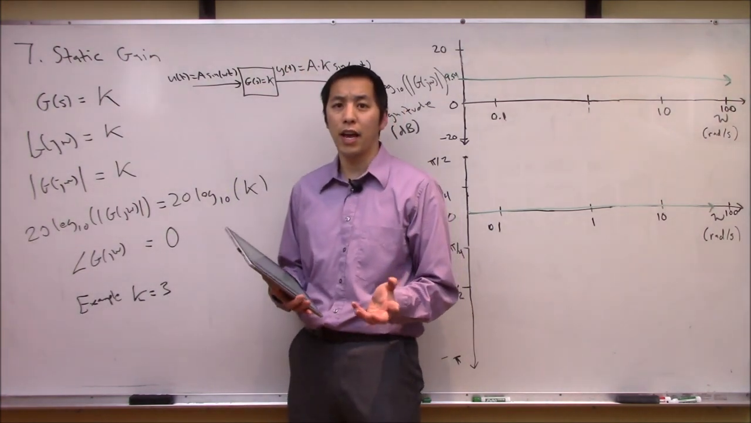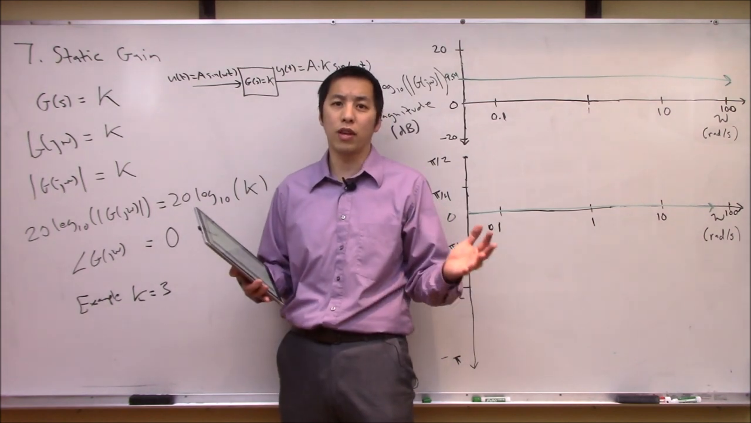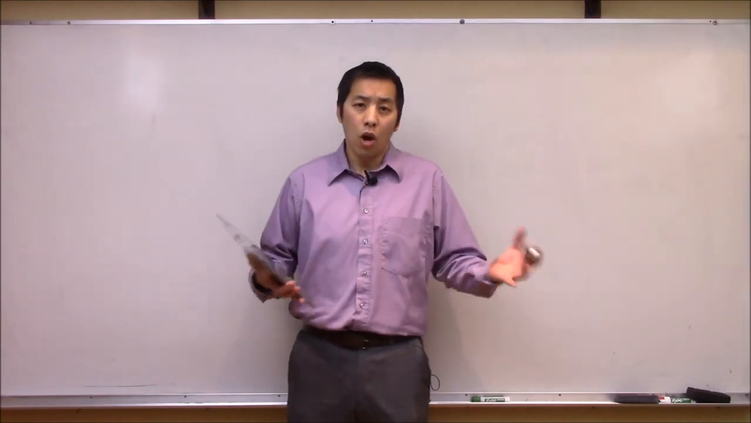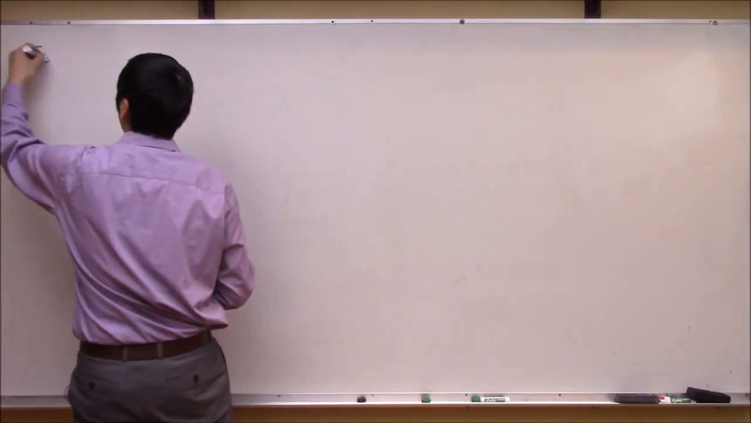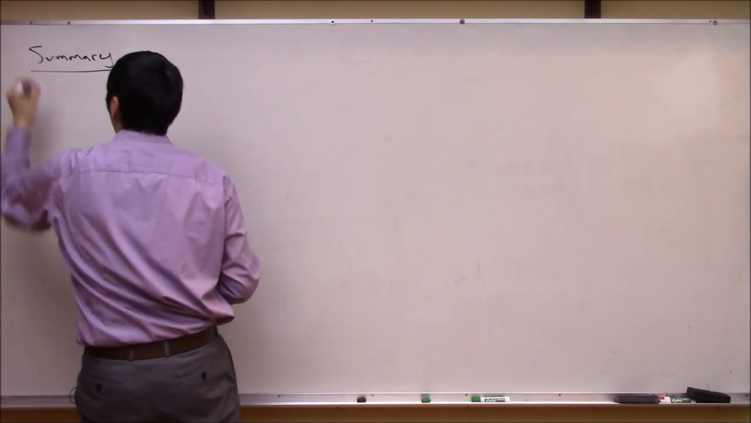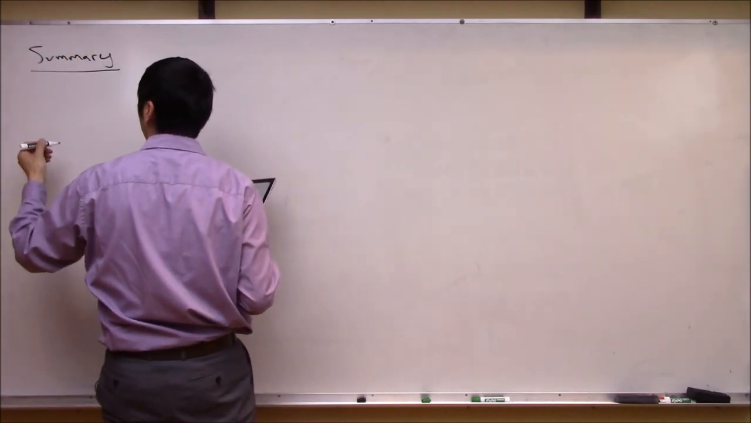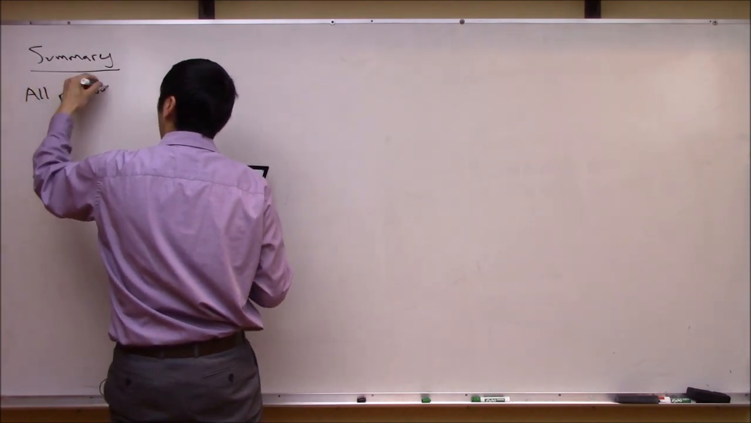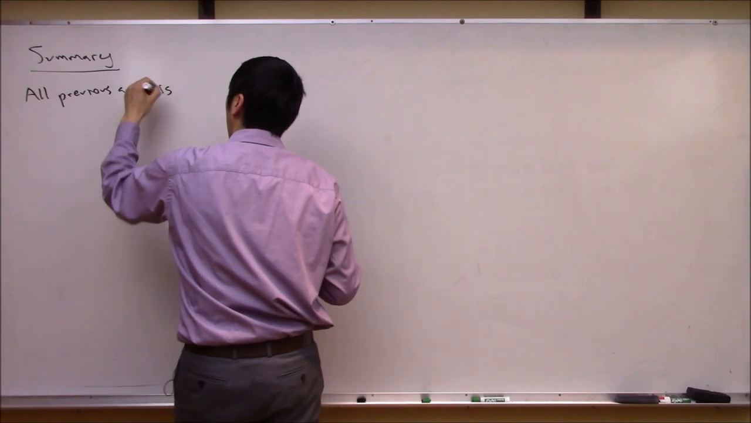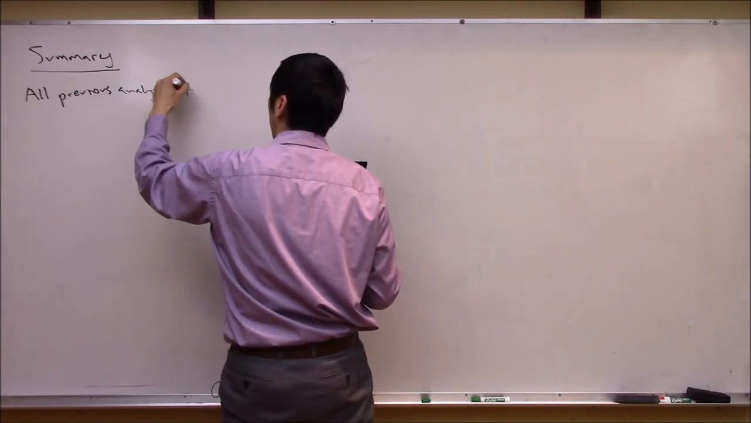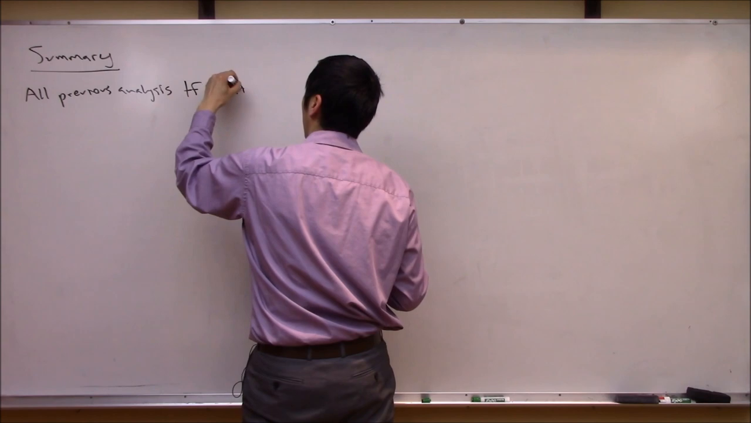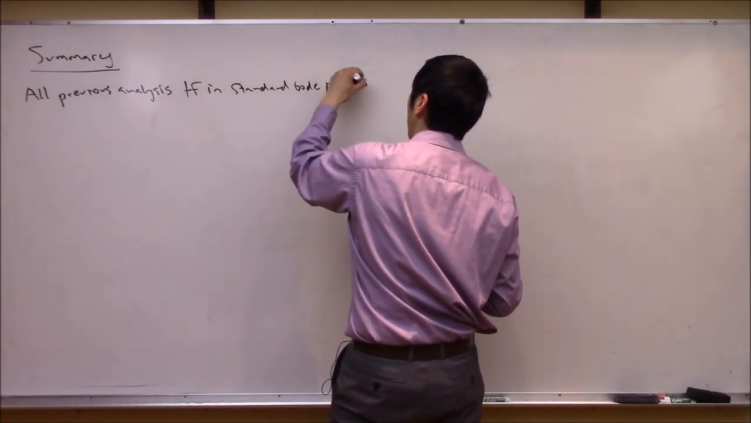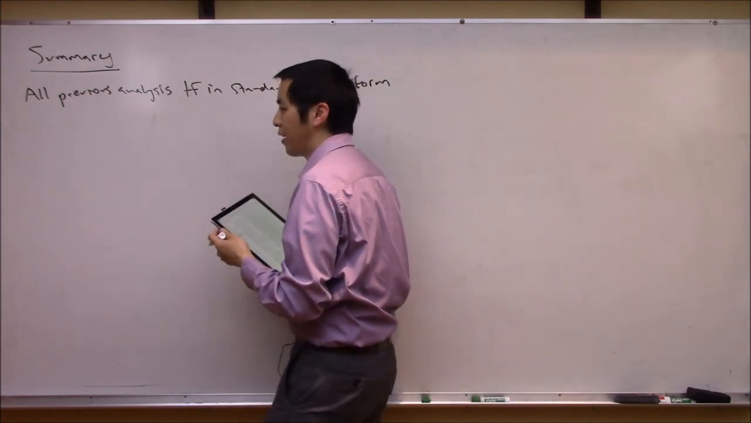Why don't I go ahead and erase the board here, and let's summarize a couple of things that we can take away from what we discussed during this entire lecture. So why don't we summarize what we talked about today? One thing I want to note here and make sure we're all on the same page with is that all the previous analysis assumed that you wrote the transfer function in standard Bode plot form. We're going to see later that you could get into trouble if you neglect to do this.